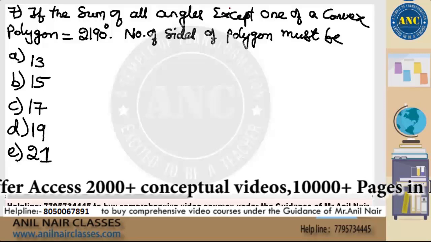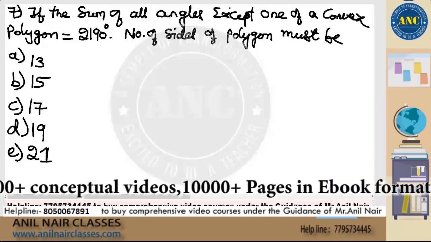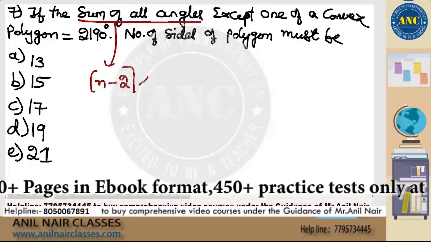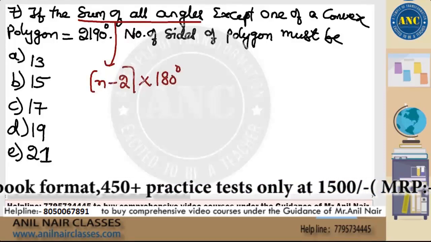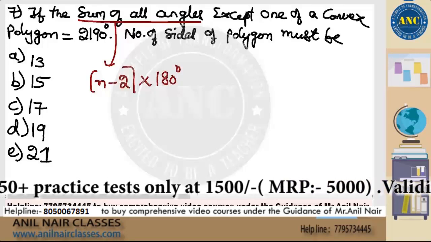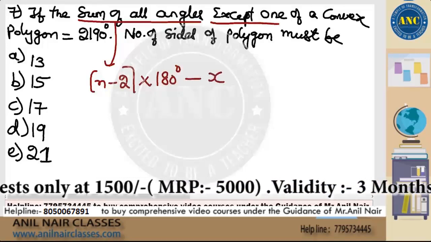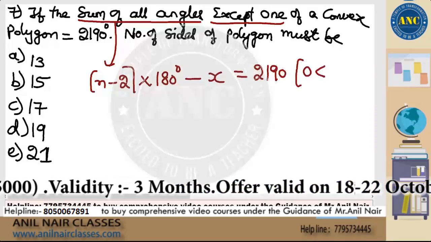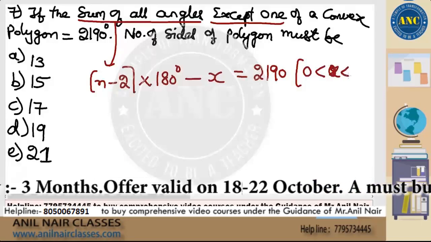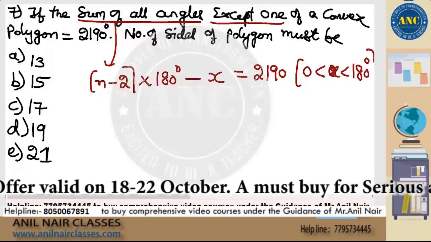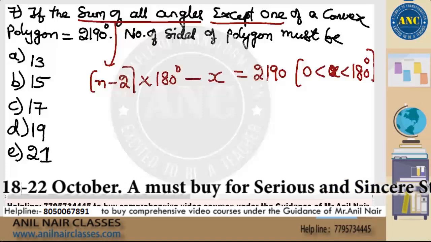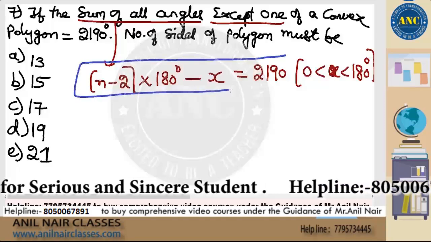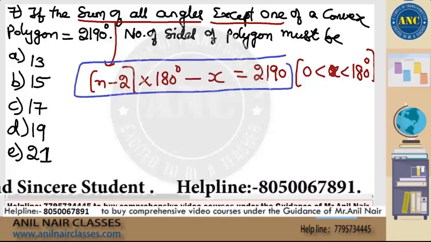Whenever you are solving a question, ensure that you go step by step. Sum of all interior angles is n minus 2 into 180 degrees. Except 1, I don't know, so it is minus x. It is nothing but 2190 degrees. Because it is a convex polygon, x should lie from 0 to 180. I hope it is clear. X should lie from 0 to 180. I hope this equation is clear: n minus 2 into 180 minus x is 2190.